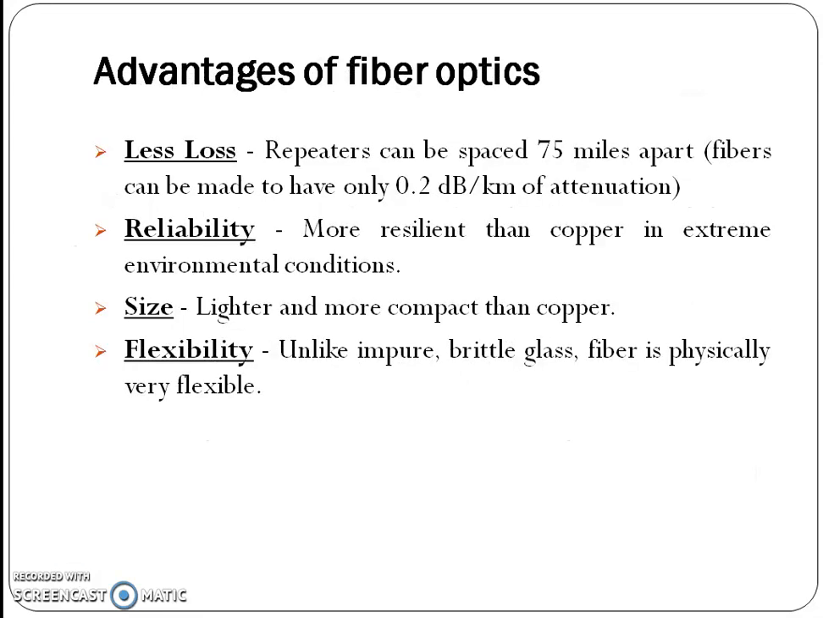Other advantages are less loss, because repeaters can be spaced 75 miles apart and fibers can be made to have only 0.2 dB per kilometer of attenuation. And then fiber optics have more reliability and are more resilient than copper in extreme environmental conditions. And its size is lighter and more compact than copper. It has more flexibility. Unlike impure brittle glass, fiber is physically very flexible.